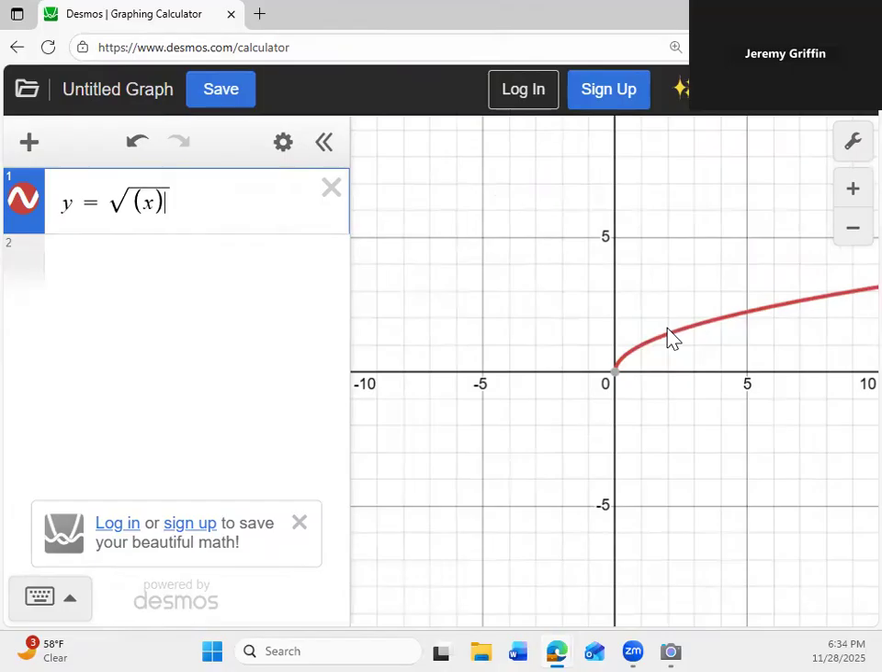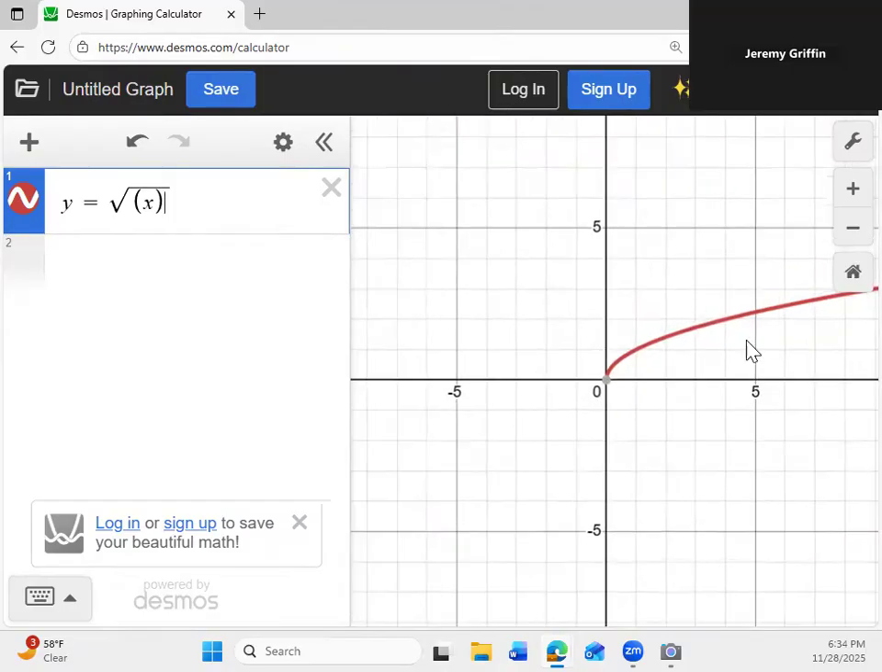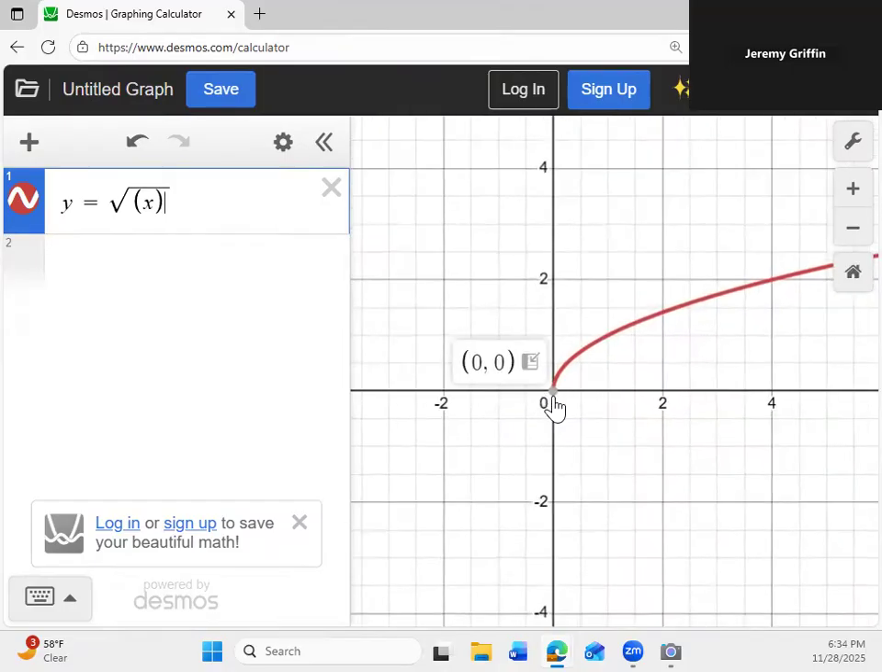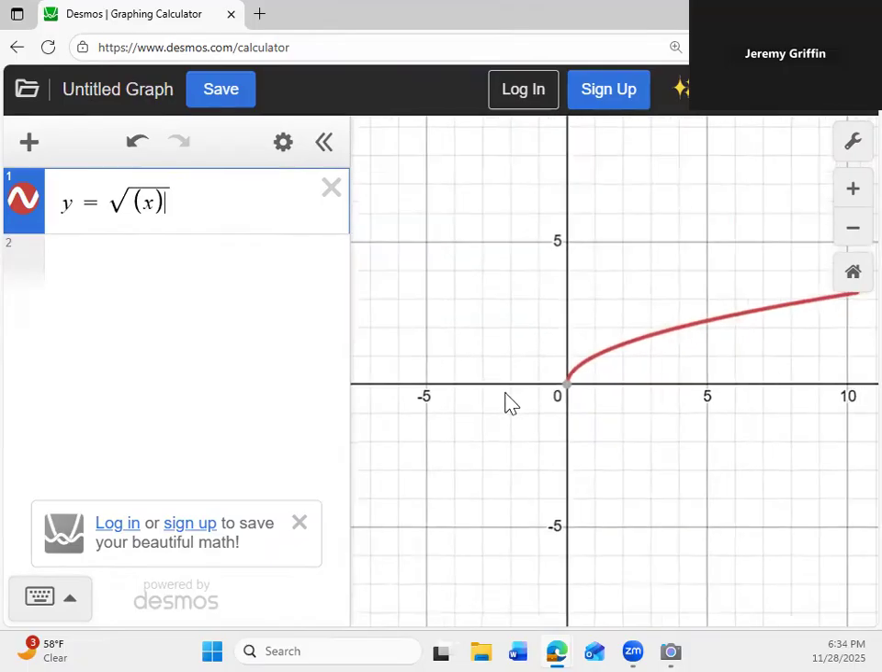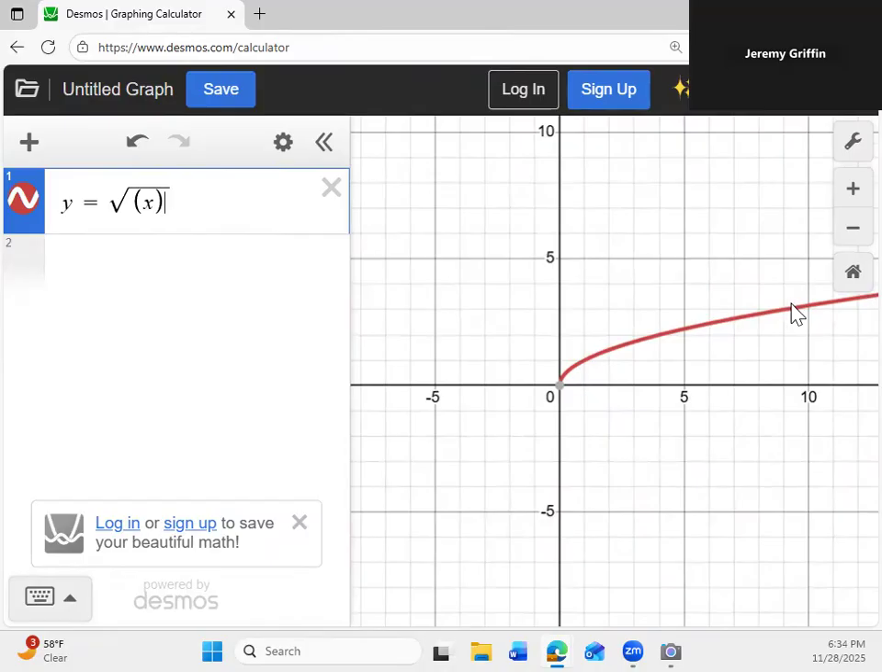Here's y equals the square root of x. If I zoom in a little bit, the square root of 0 is 0. The square root of 4 is 2. That's that point right there. The square root of 9 should be 3. That's right about there. Yeah, that's about right. Okay. And then cube roots.